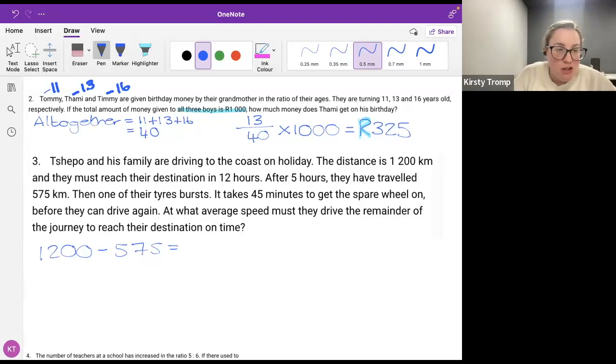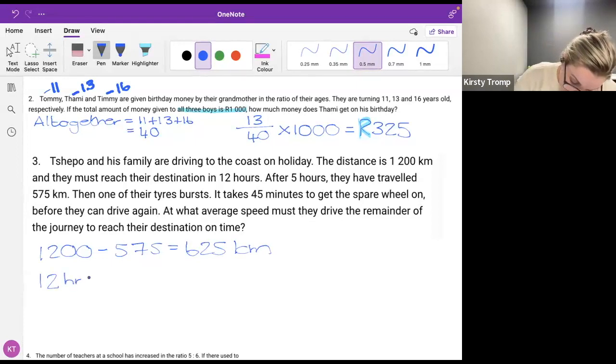Who can tell me in the chat? How much further did they have to go? Good, nice guys. So they had 625 kilometers left, hey? So that's how much they had left to go. All right. Then they started with 12 hours, minus the 5 hours that they'd been driving for, left them with 7 hours.